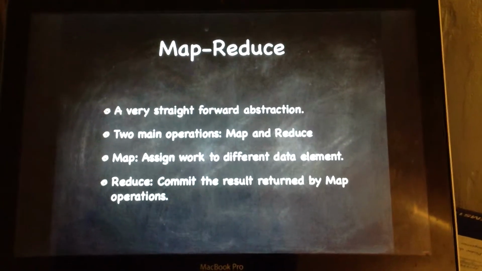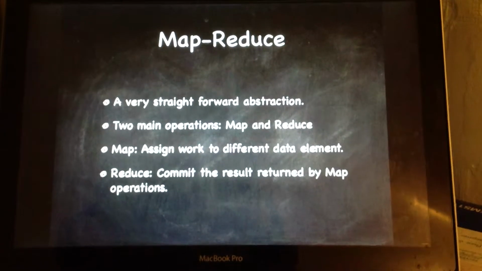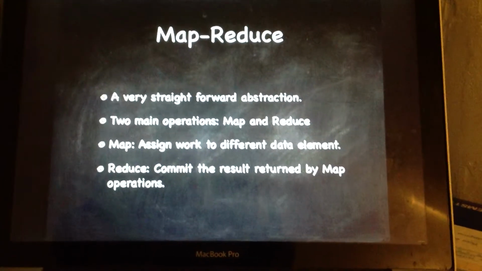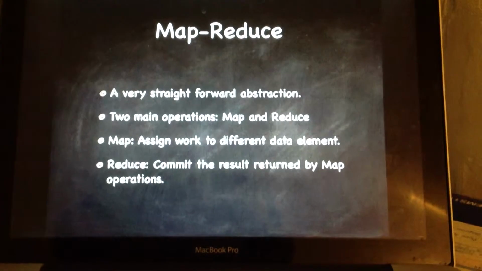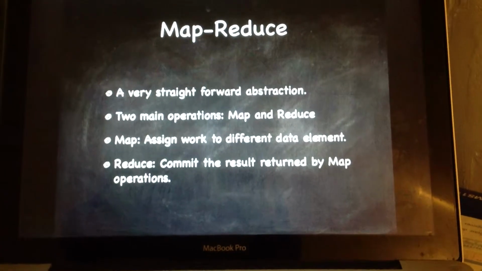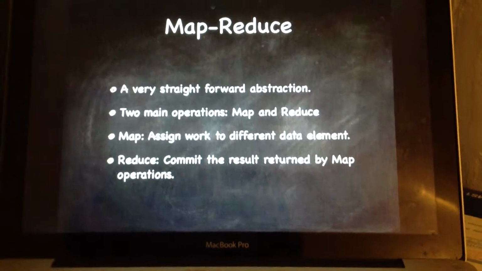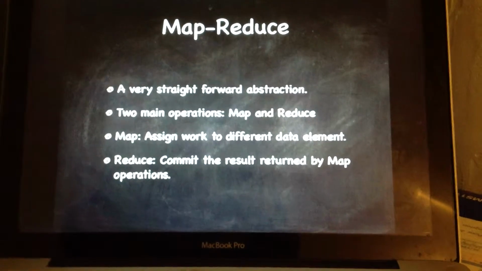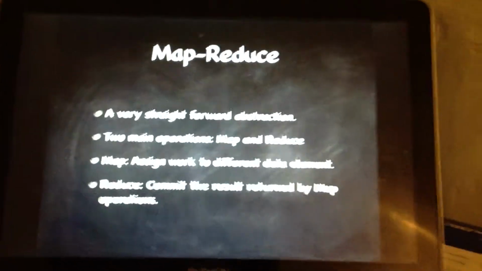First is MapReduce. It is a very straightforward abstraction. It has two main operations: one is map and the other is reduce. Map is like you partition your work into different parts in order to run them in parallel. And reduce is like after you run them in parallel, you need to collect the results of those map operations, and then commit them to make them coherent.